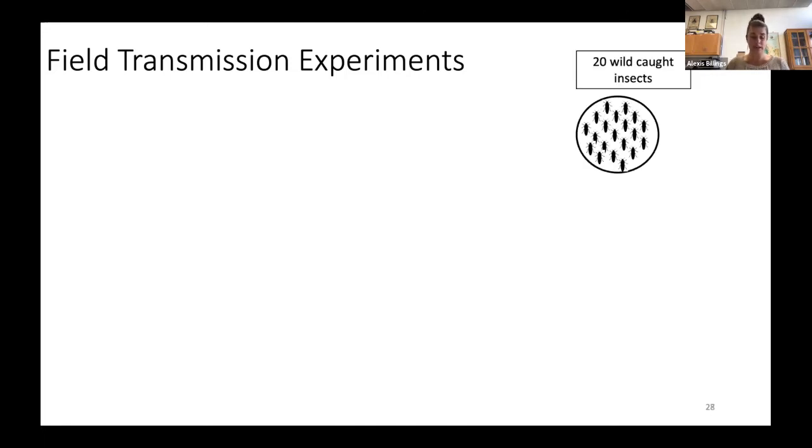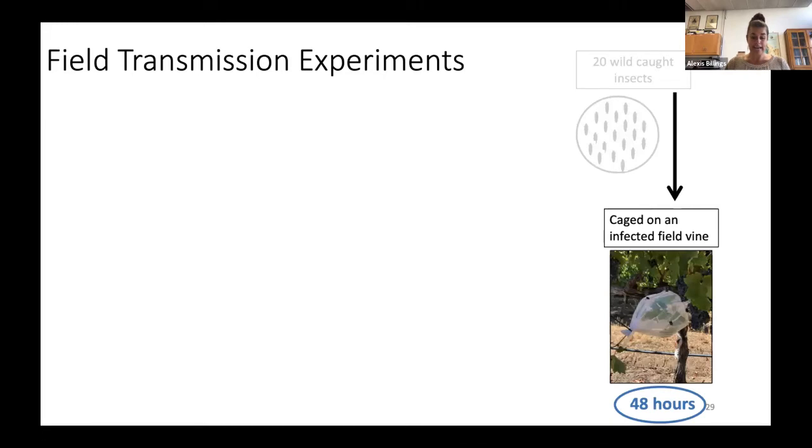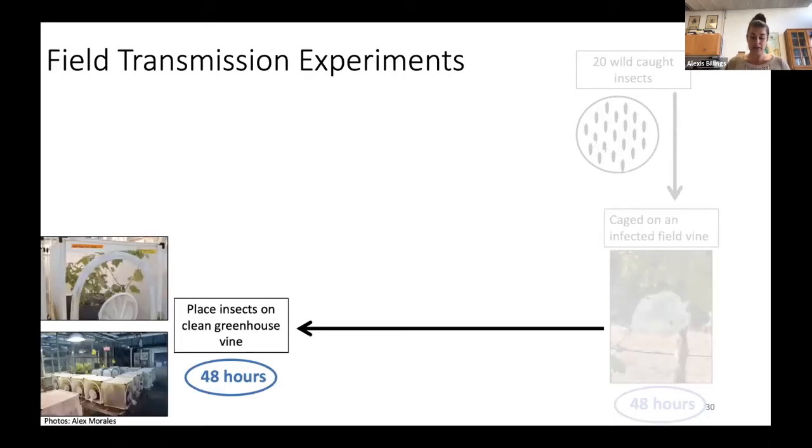So what we did is we started with 20 insects from one of the 3 species of interest that we caught from the vineyards. We then caged those insects on a known infected vine in the vineyard for 48 hours to feed. We then removed the vine with the caged insects and brought it back to the greenhouse, where we transferred the insects to a clean vine in the greenhouse. Now, although we would have loved to cage the insects on an uninfected field vine, no commercial vineyard would want us to possibly infect more vines. So we had to do the inoculation part in the greenhouse.